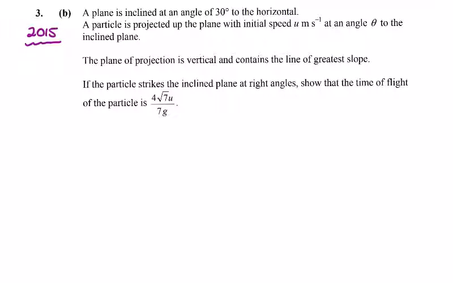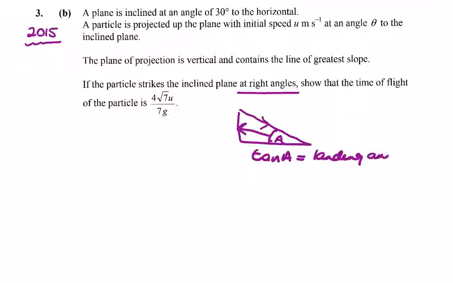This is 2015 question 3b, where the particle strikes the plane at right angles. Now, if it doesn't strike the plane at a right angle, maybe that is a good way of introducing this. Let's say it strikes at this angle A. The tan of A is opposite over adjacent, so the tan of the landing angle is the j component over the i component.